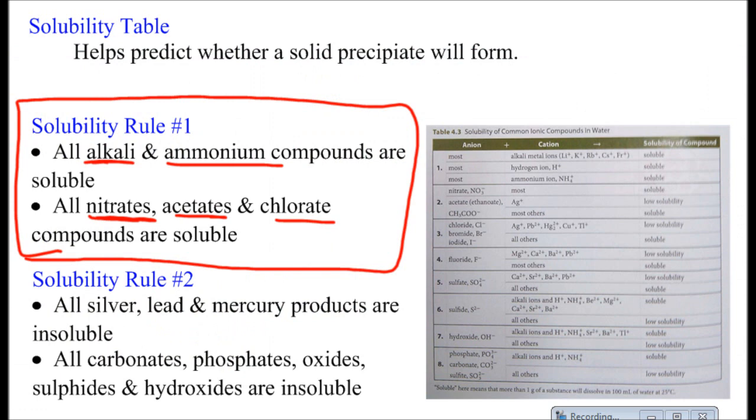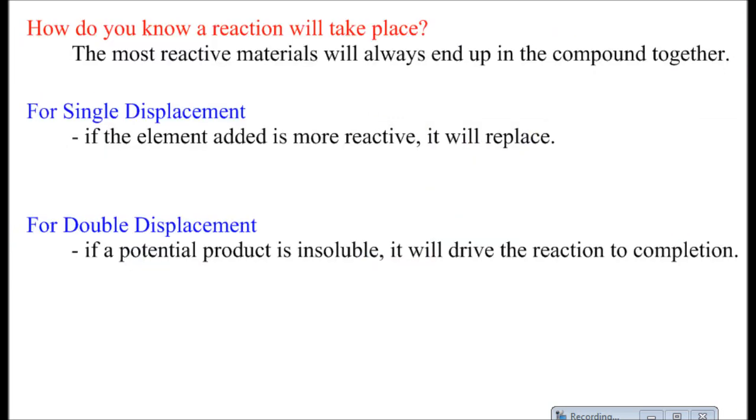So how do you know if a reaction is going to take place? The most reactive common materials will always end up in the compounds together. If it's single displacement, if the element is more reactive, it will replace. And we know this from our activity series table.